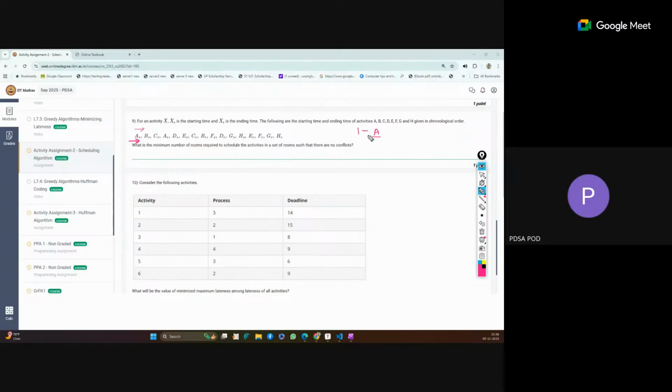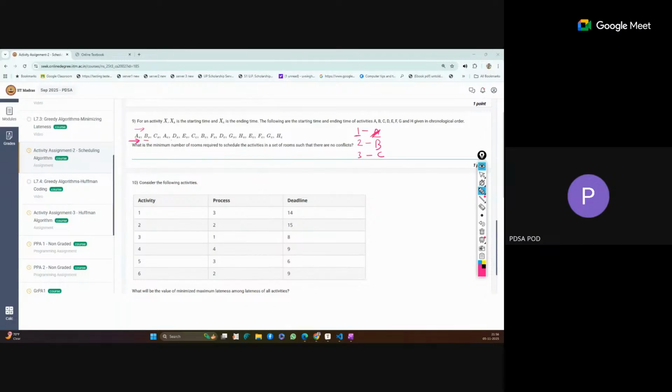So now one room is booked by A. It is still running. At the same time, we got the next activity, B. We cannot give that room because A is still running, so we have to definitely give another room to B. Now both are running. Activity C comes, so we have to give a third room to C. Now A ends, so this room becomes empty.